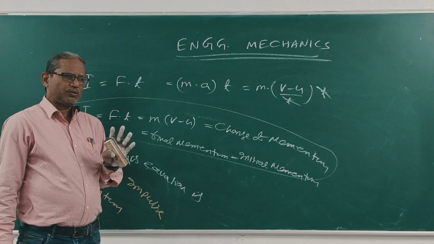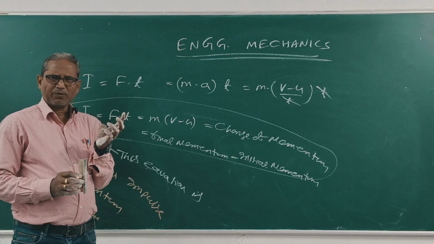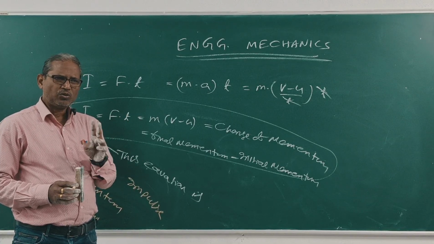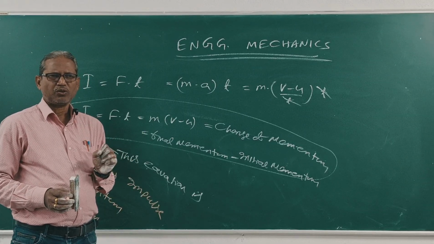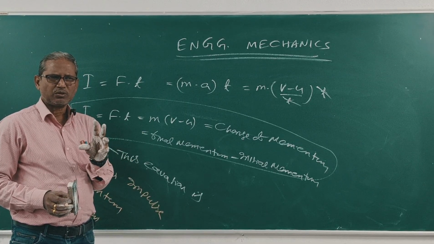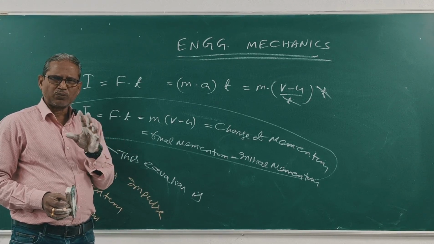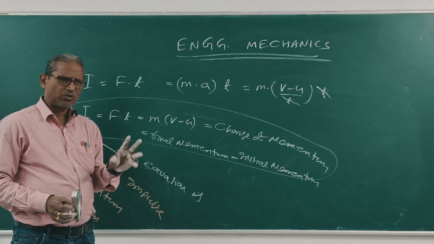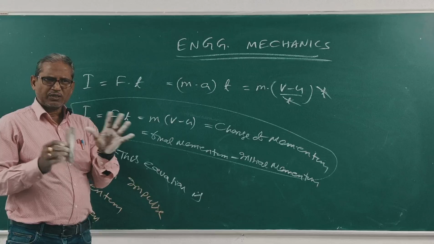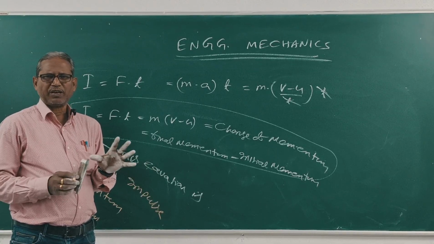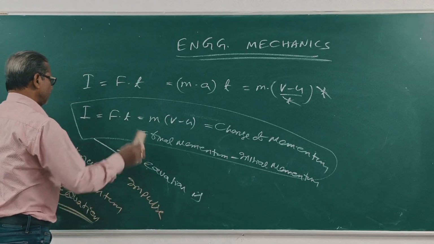We now have three equations. Number one, D'Alembert principle. Number two, work energy principle. Number three, impulse momentum equation. We have already done some problems for D'Alembert principle and for work energy principle. Today, I will do some problems for this impulse momentum equation, then problems mixing all three. Clear? Very important topic, so watch very carefully.